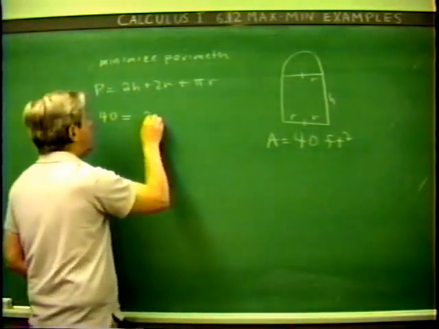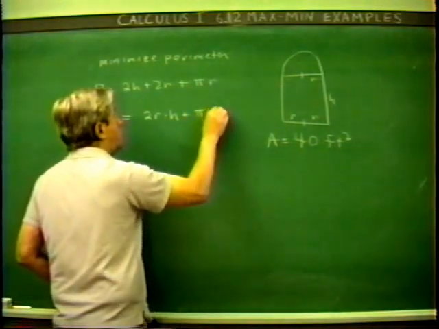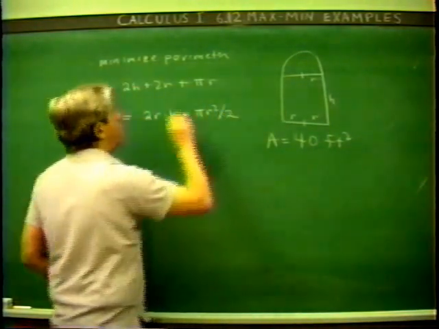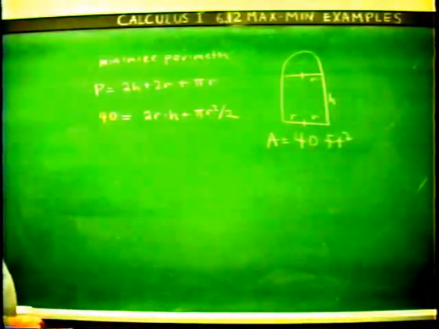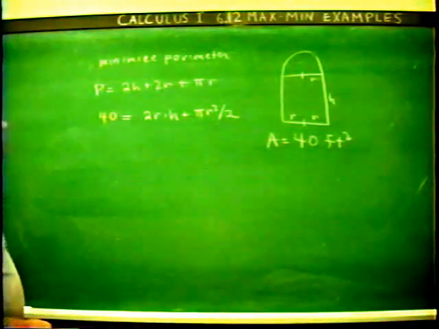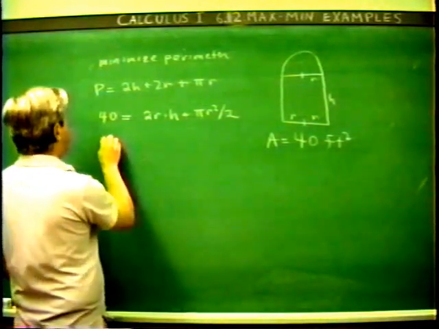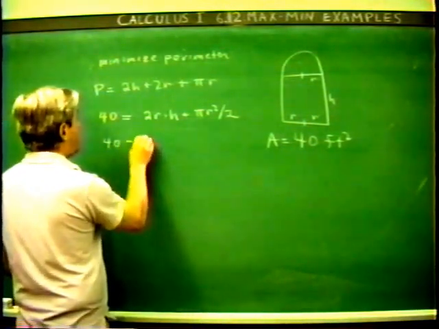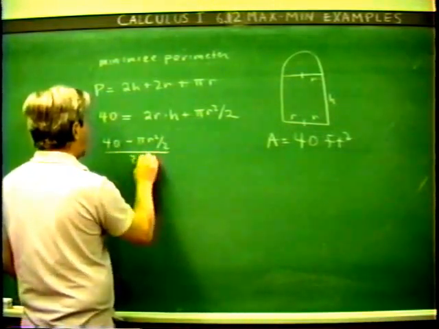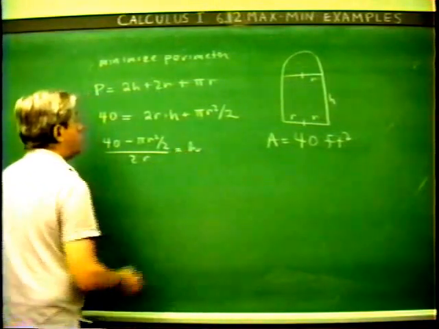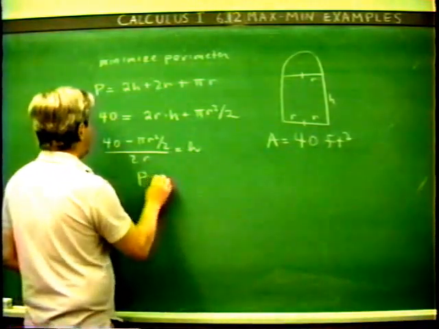And now we know that the area, which is 40, is going to be 2R times H plus pi R squared over 2, the area of the rectangle and the area of the semicircle. So what we want to do is solve this for H, getting 40 minus pi R squared over 2, all over 2R, is equal to H.